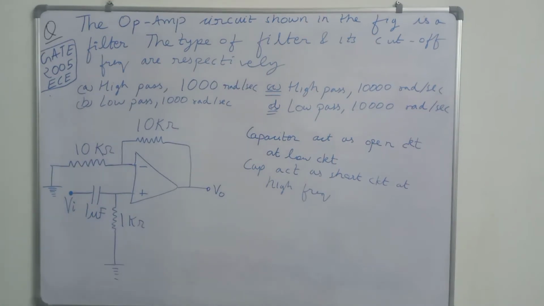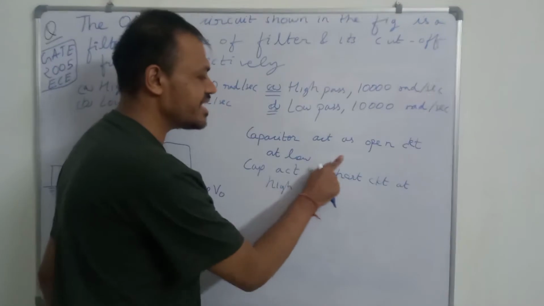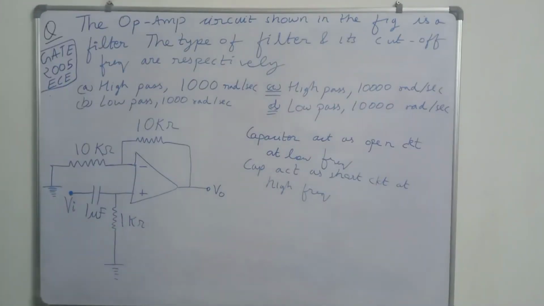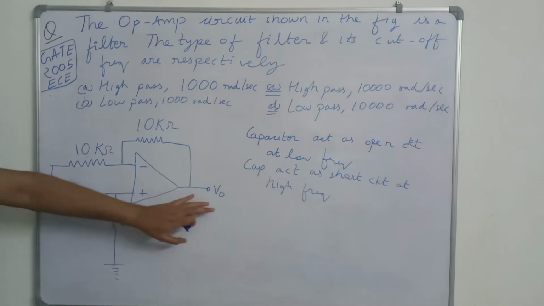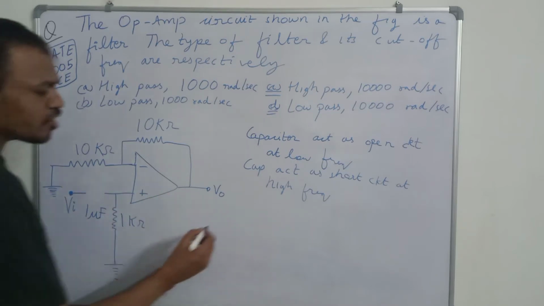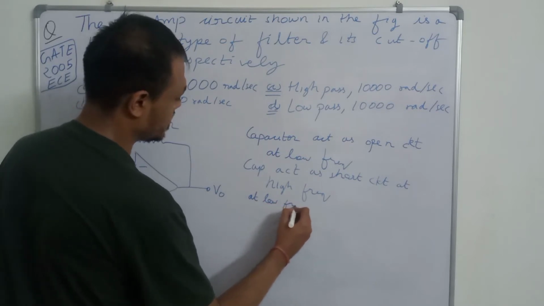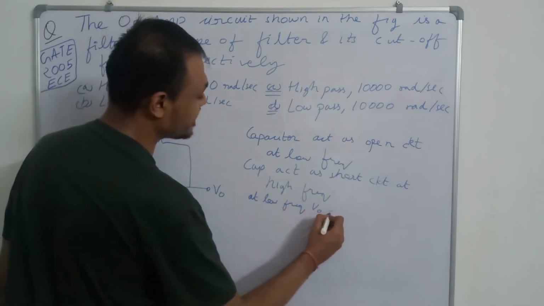When the capacitor acts as an open circuit at low frequency, when frequency is low, then this capacitor will become open. When this capacitor becomes open, then this Vi will be disconnected from the circuit. So there is no input, so V naught output will be 0. At low frequency, V naught will be 0.